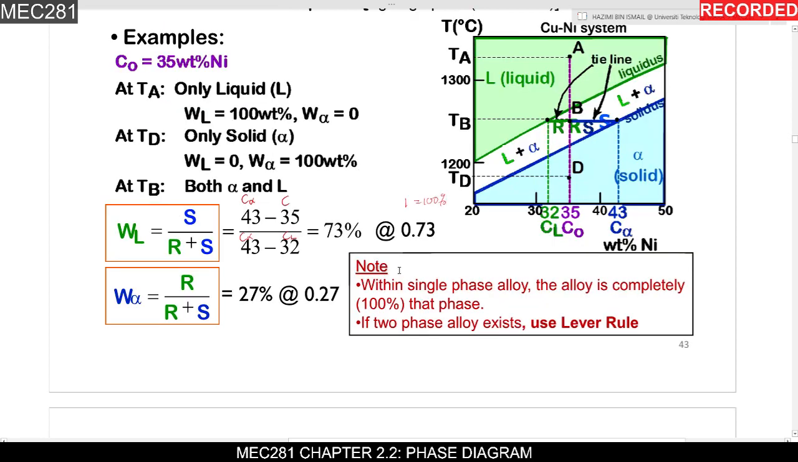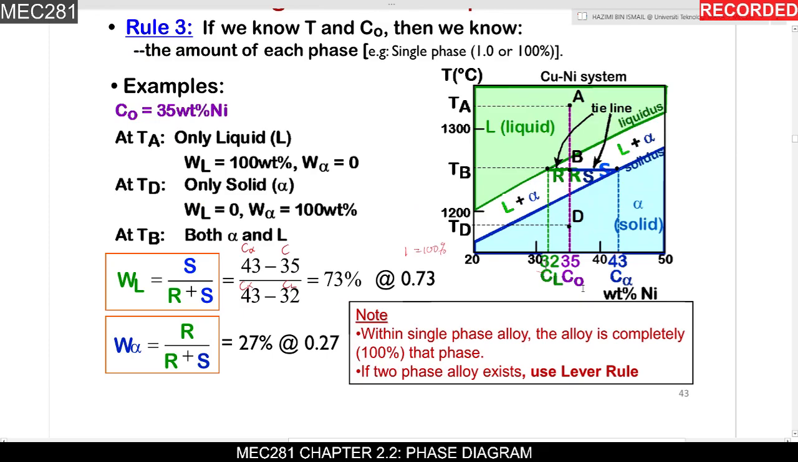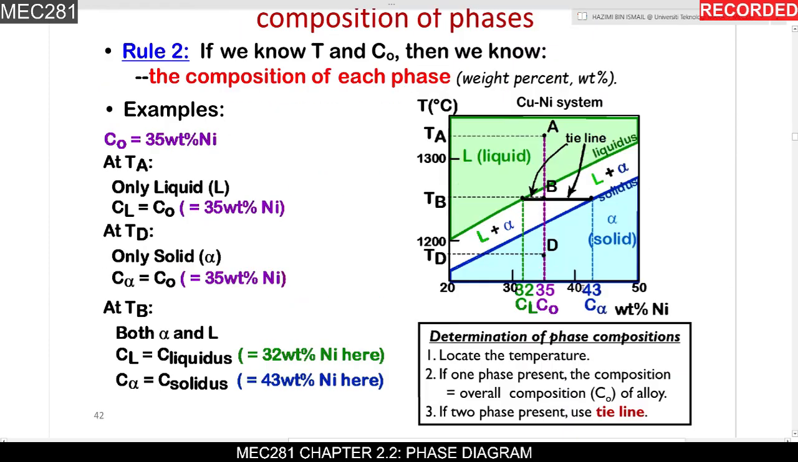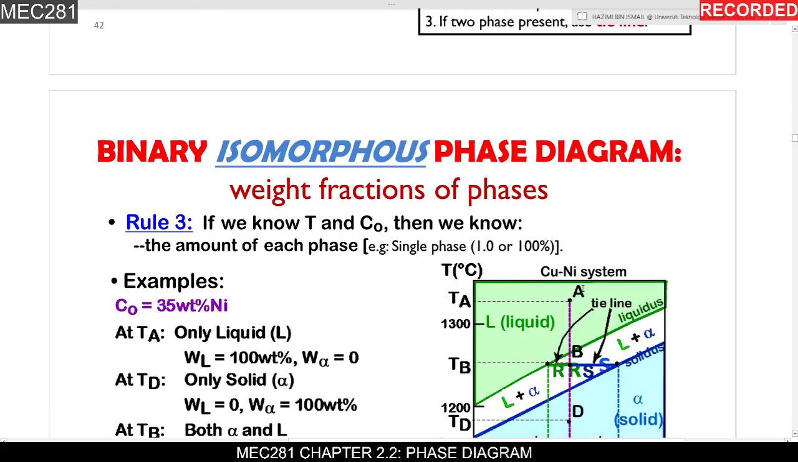Note, within a single phase alloy, the alloy is completely 100% single phase. If a two phase alloy exists, use the lever rule. The lever rule is what I said about the fraction calculation here: the limit minus our value, over the upper limit minus the lower limit. That is the lever rule.